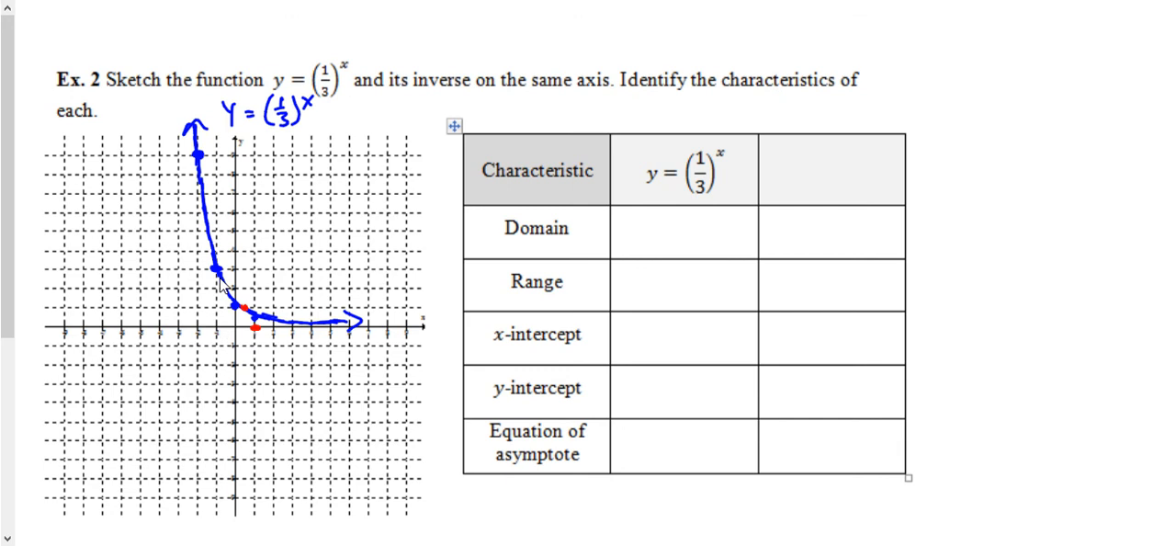Here we're at (-1, 3), so I'm looking for (3, -1): 1, 2, 3, -1. There we go. And over here we're at (-2, 9), so I'm looking for (9, -2). Should be right over here. And again, connecting my dots, this is what I'm going to end up with.